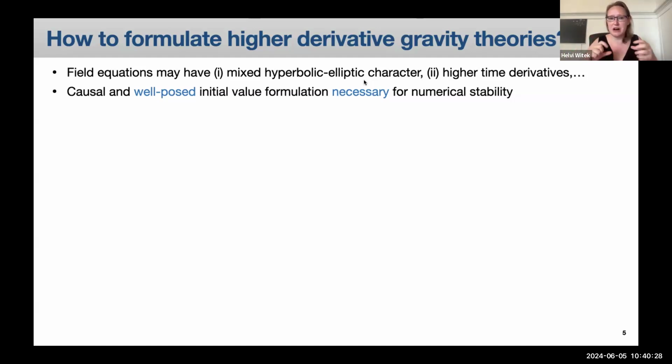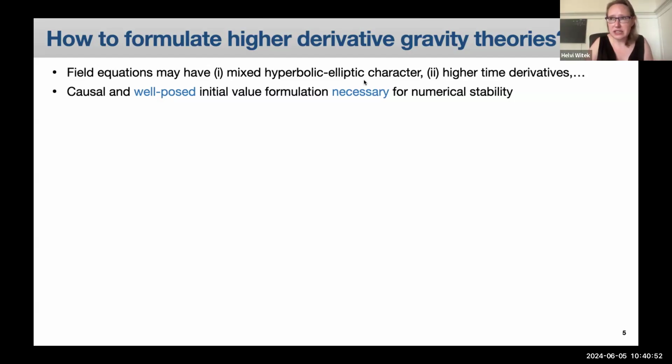So what I mean by mixed hyperbolic and elliptic is different. Here I'm thinking about one differential equation that in some regions of our space can be elliptic and in other regions of our space-time could be hyperbolic. So that's a very different beast than what we are familiar with. Now, as I said, we still need to think about how we can write these equations of motion as something that's causal and well posed, because we need that for numerical stability.